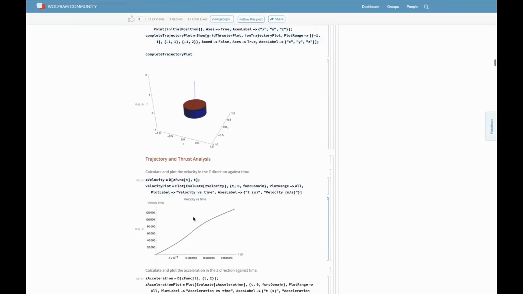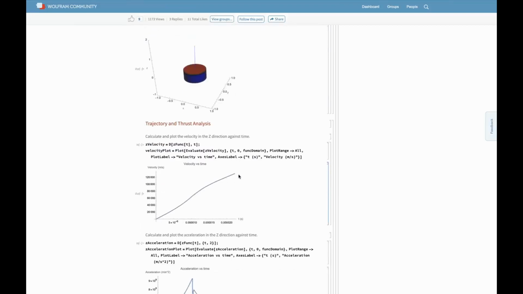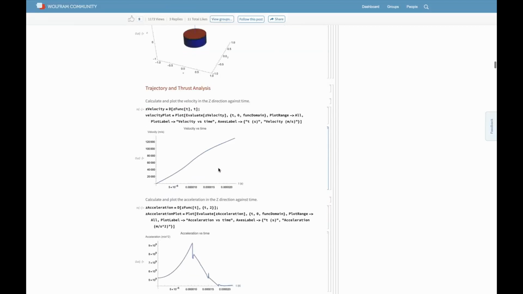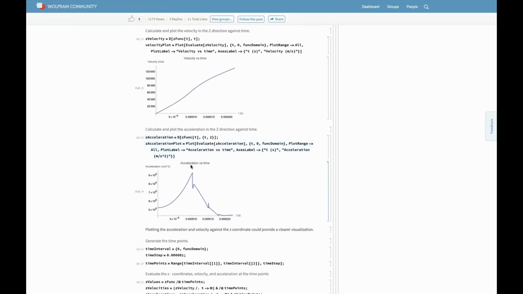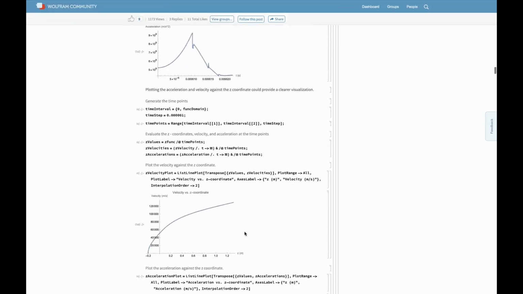You can see it just shoots straight out. And we can also see the velocity over time. It's reaching up to like 120,000 meters per second, 120 kilometers per second. And you can also see the acceleration over time. There's a huge spike and then it slowly drops down.